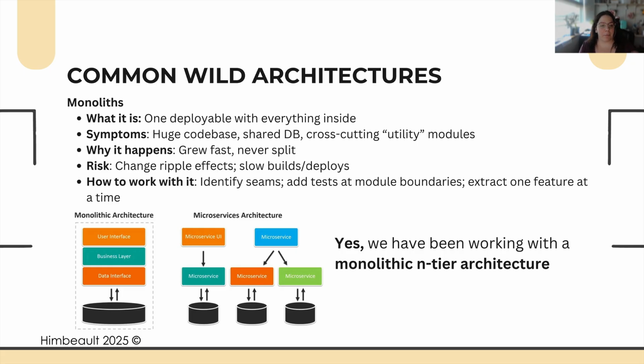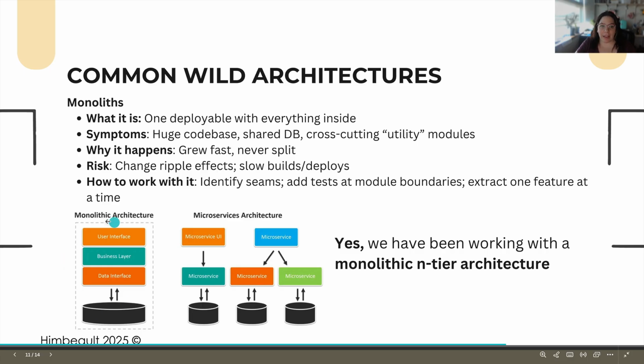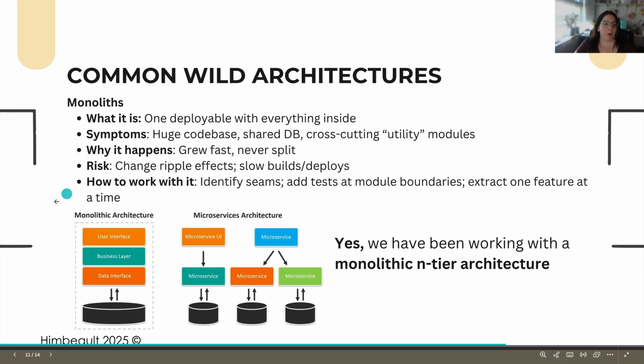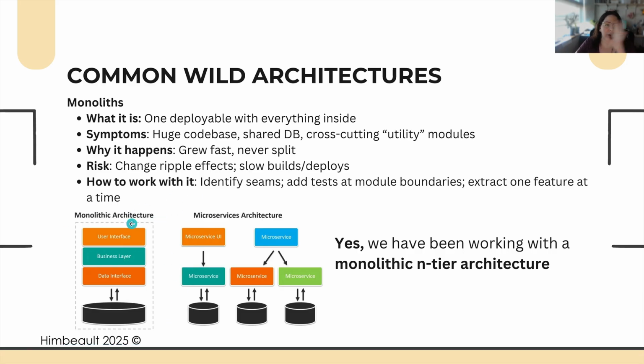Here is a picture of a monolithic architecture. Honestly, a lot of what we do is monolithic, but we try to do our best to keep it organized. We've been working with a monolithic N-tier architecture. What else we might be able to do is take something like this and separate it out into a different type of architecture. This shows two different options here: monolithic, which is what we're talking about, and maybe a more modern architecture might look something like this, more microservice-y.